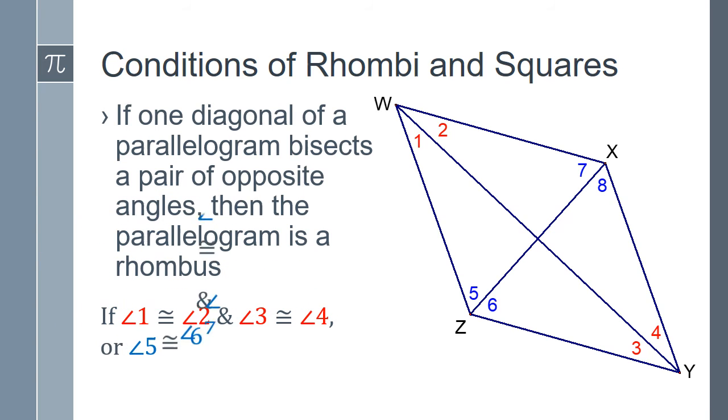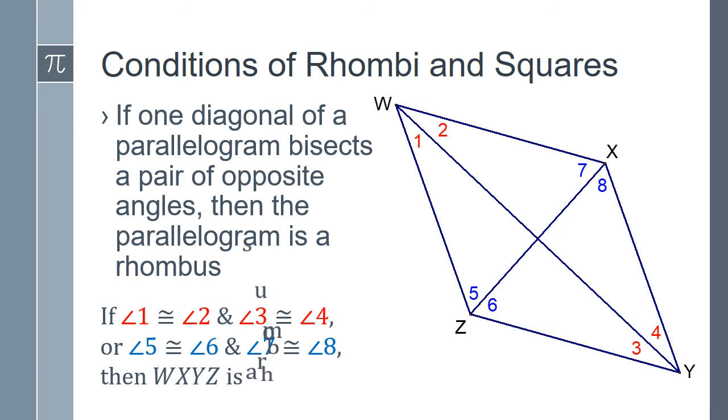If one diagonal of a parallelogram bisects a pair of opposite angles, the parallelogram is a rhombus. So if I have a scenario where the diagonals are bisecting angles and we see stuff like this, I've got this, and this is congruent to this, and these are congruent here, I have a rhombus.